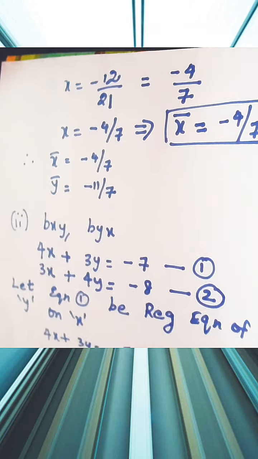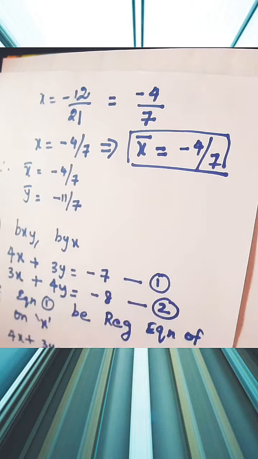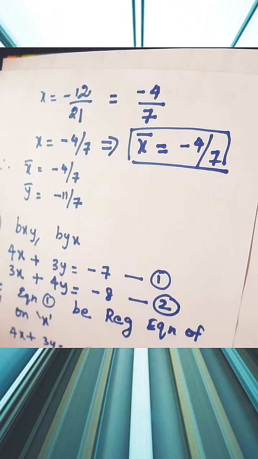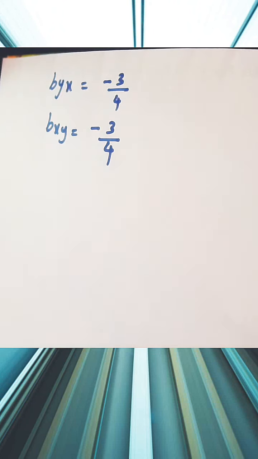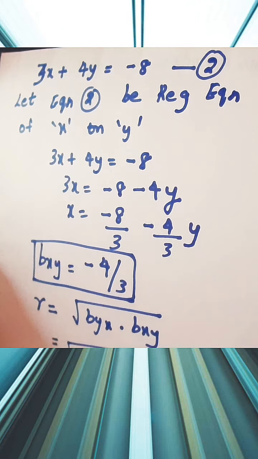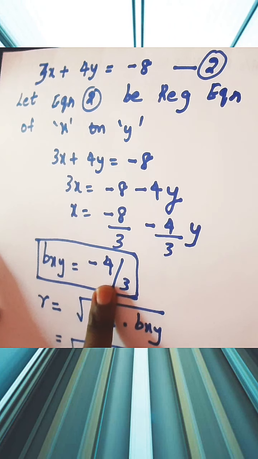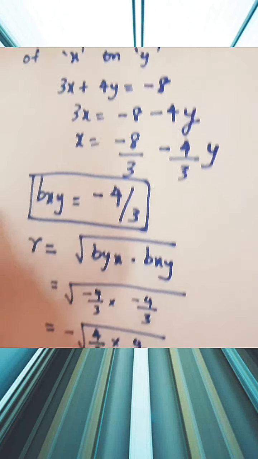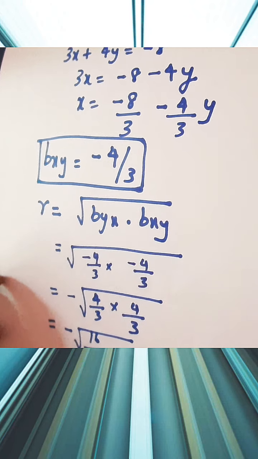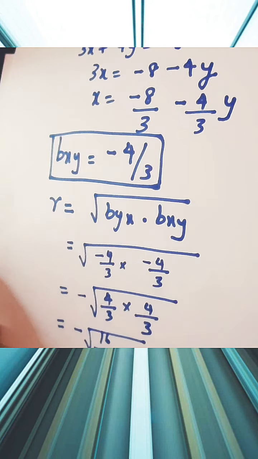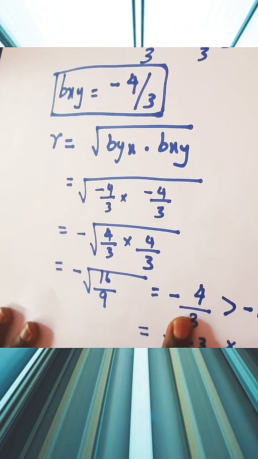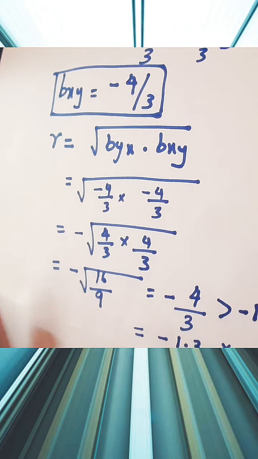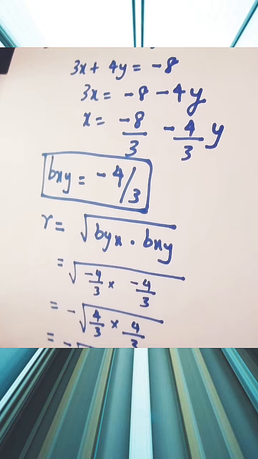Then we took equation 2 as the regression equation of x on y. Am I right? x on y. Correct, students? Again here also we got -4/3. Your bxy is -4/3. And when we checked whether our assumptions are correct or wrong, we found the value of r is -4/3, which is less than -1. Hence our assumptions are wrong.